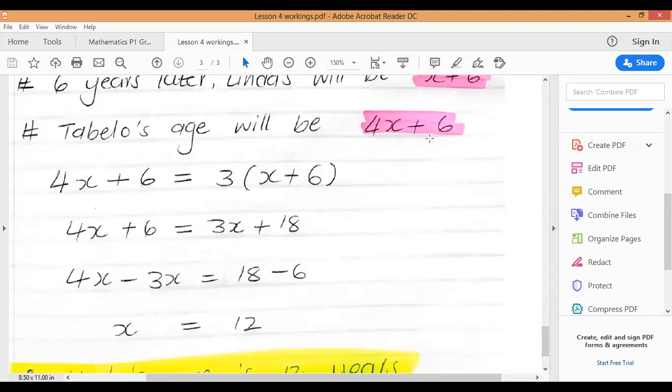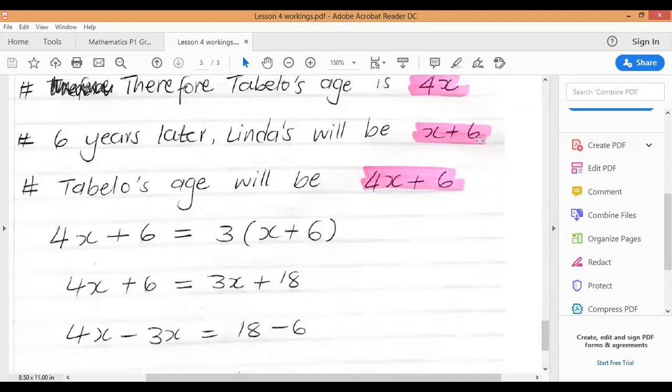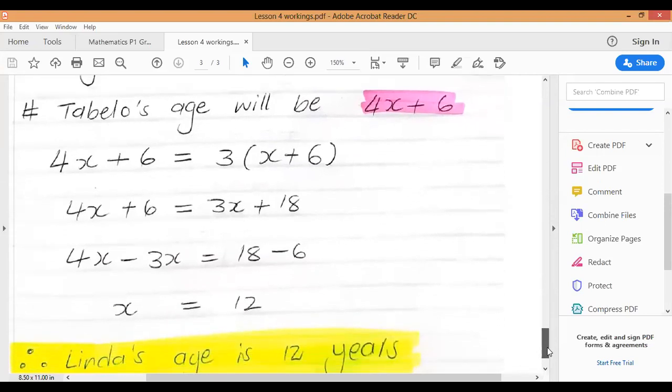What I did here, I said 4x plus 6, which is Tabelo's age then, is equal to 3 times x plus 6. What is x plus 6? Linda's age. But why are we putting 3? Because we were told that in 6 years' time, Tabelo will be 3 times as old as Linda. Does it make sense? So you're supposed to equate these two and solve for x.